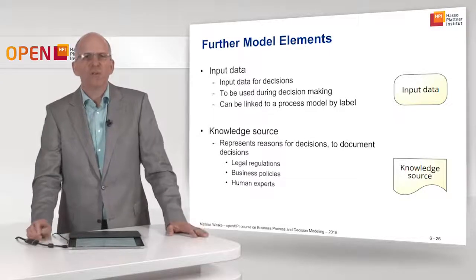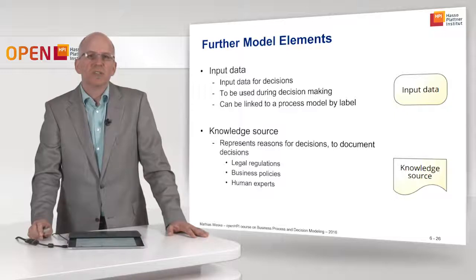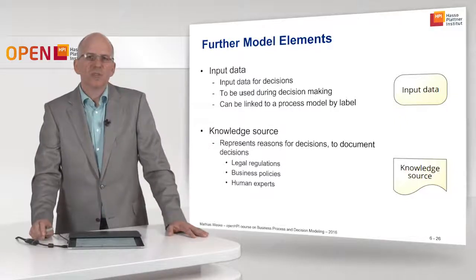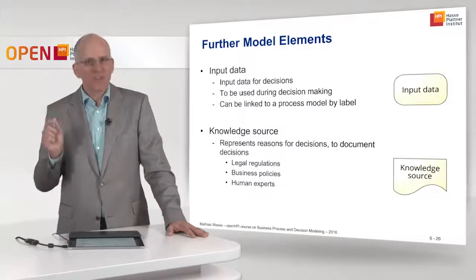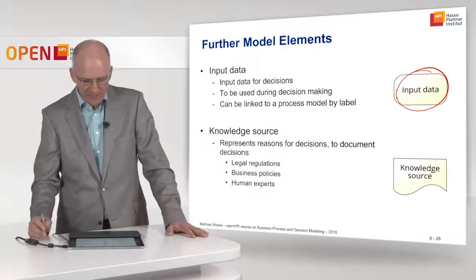But there are further model elements, and that is input data. So input data just encodes what is the data used for taking the decision. It can also be linked to a process by a label, and we'll look into that in a bit more detail when we cover consistency between process models and decision models. So this is how input data looks like.